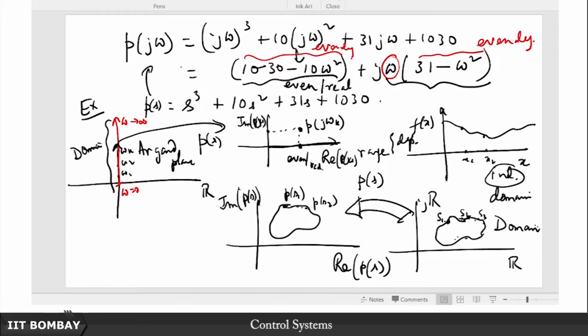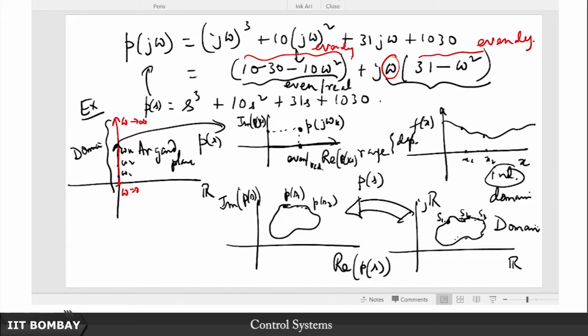So you see, for an odd polynomial, if you want to equate this imaginary part to 0, how many roots do you have? One is omega equal to 0, the other is plus square root of 31, the other is minus square root of 31. What about this? It is just square root of 103 and minus square root of 103, right. So those are your roots.